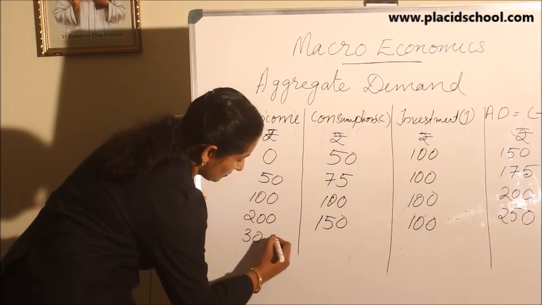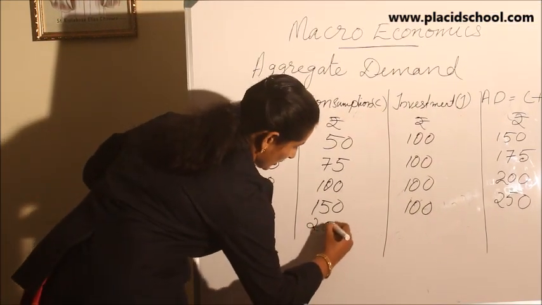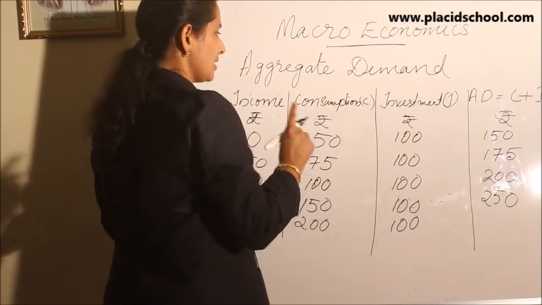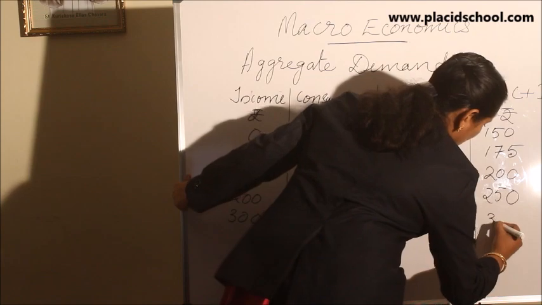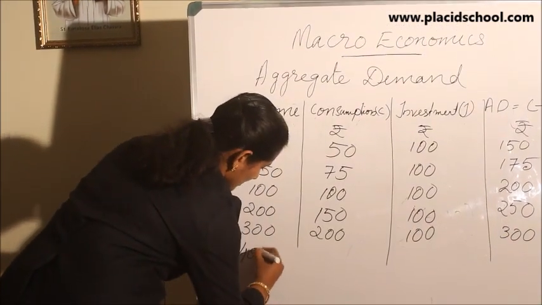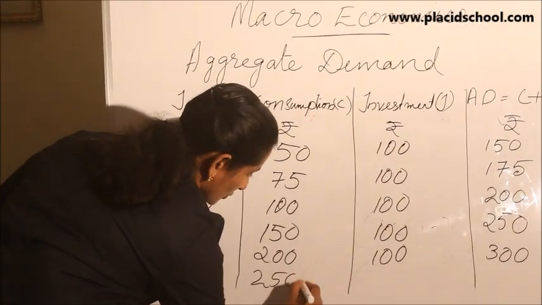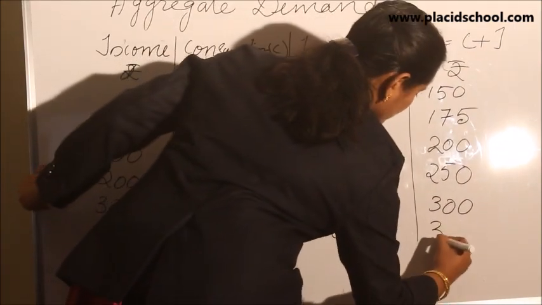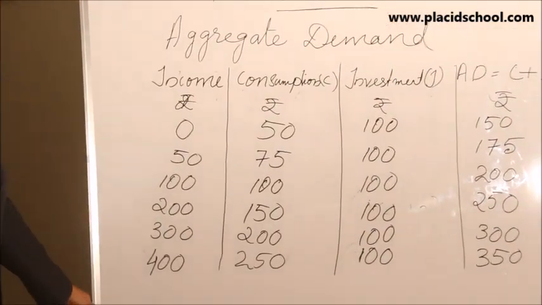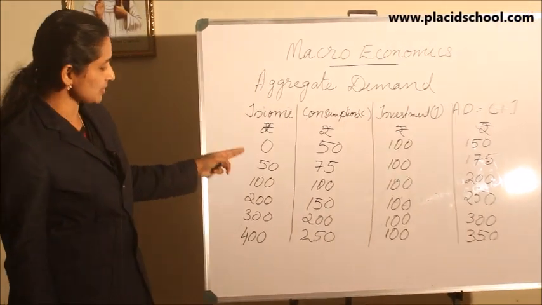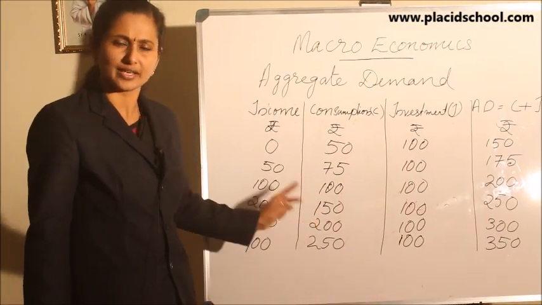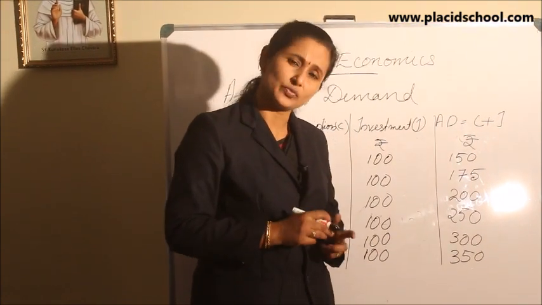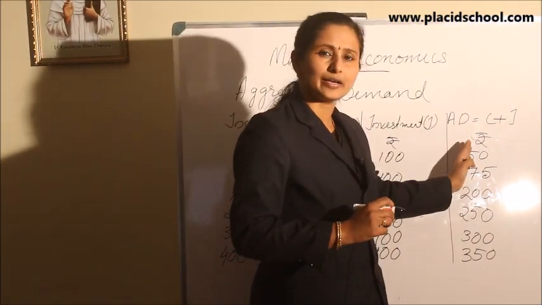Income again increased, now it became 300 rupees. Consumption also increased, investment remains the same. Aggregate demand, the sum total of consumption expenditure and investment expenditure, became 300. 400 is the income, 250 rupees spent for consumption goods, investment 100 rupees, aggregate demand 350. From this table, it is very clear that as income goes on increasing, the consumption level also increases. There is a direct relationship between income and consumption. So aggregate demand also has a positive relation with income. As income increases, aggregate demand also increases.